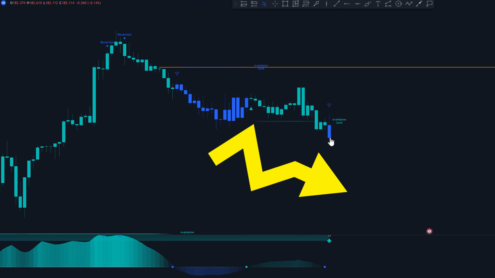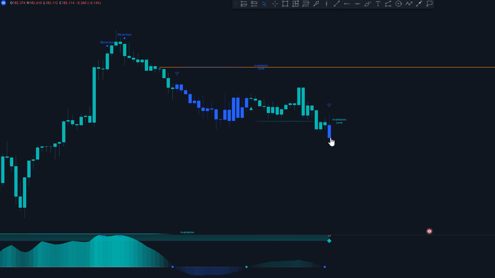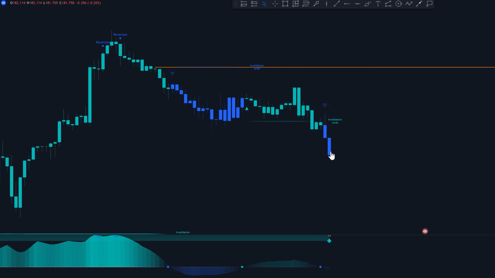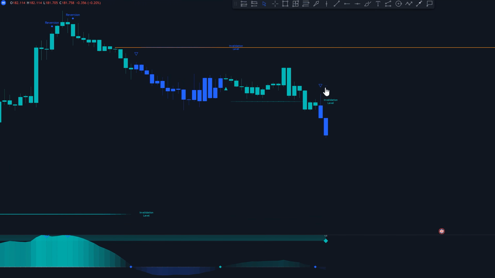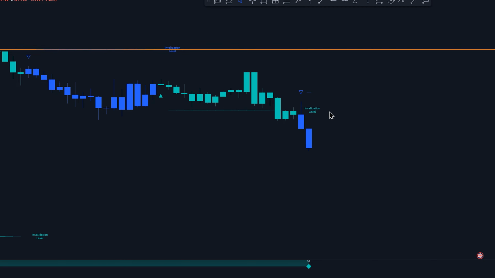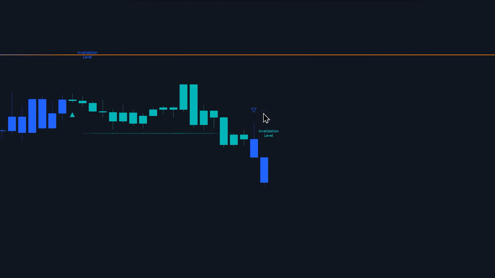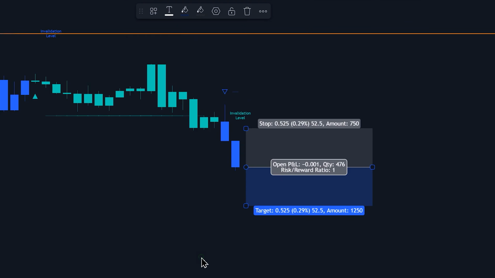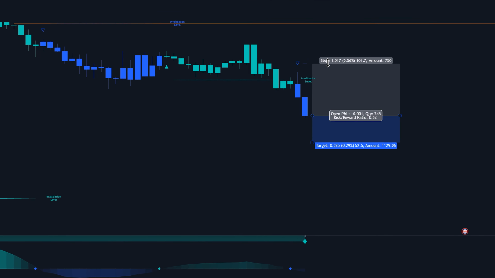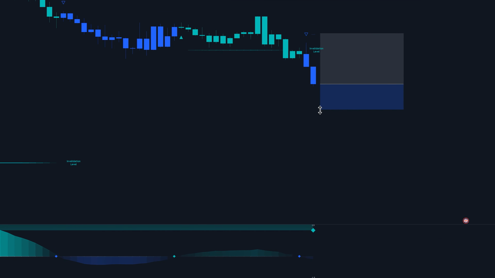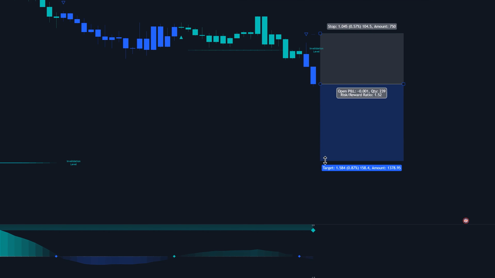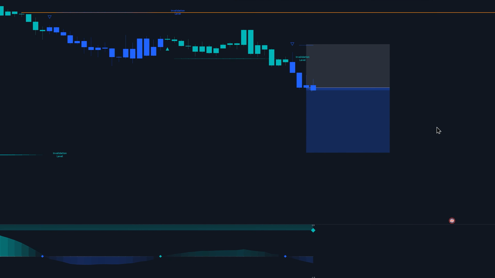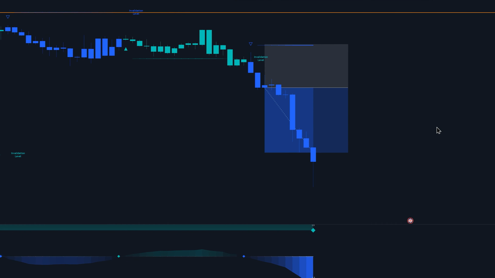Now, in order to have a level for placing our stop loss, we have to wait one more candle. Now, with this candle, we will be able to see the invalidation level. And for this particular trade, it's actually super dark, but it's somewhere around here. So we take a short position here. The stop loss goes exactly at the invalidation level. The take profit is going to be 1.5 times the risk. Letting the trade run, and it was profitable.